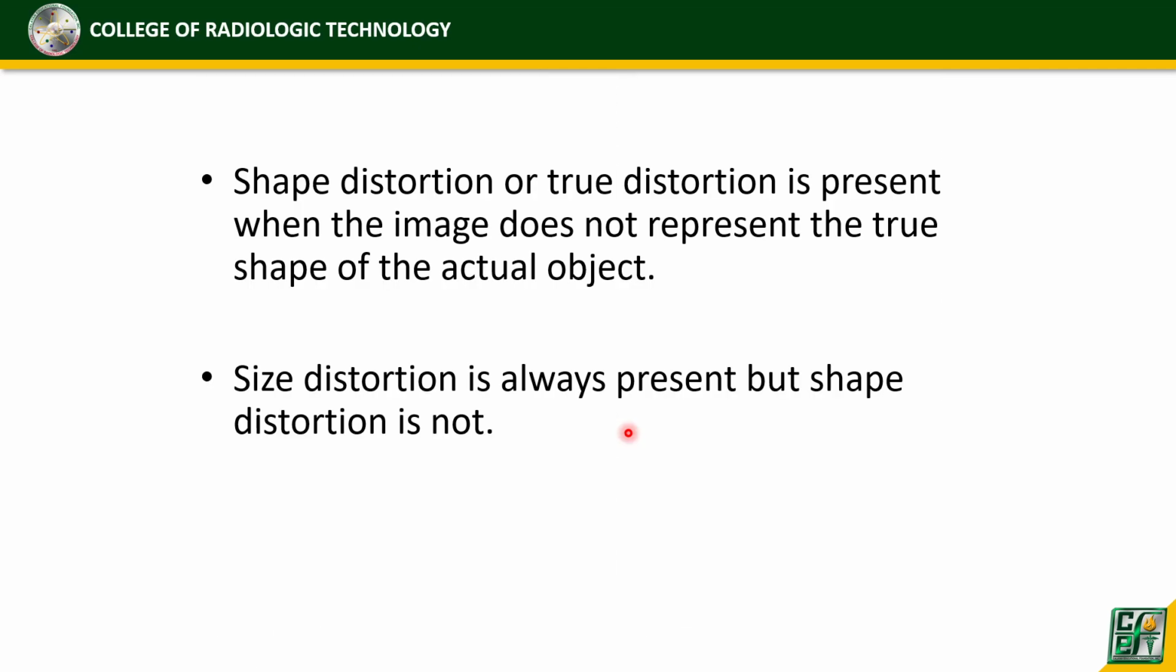OFD is object to film distance, which is the same, parehas lang sila. Okay. Shape distortion or true distortion is present when the image does not represent the true shape of the actual object. Okay? Ang size distortion, it always presents the true shape of the image. However, mas malaki lang. Pero ang shape distortion, hindi niya nire-represent ang true shape ng actual object. Nagets mo ba? Kasi kapag magnification, pinalaki mo lang. Pero yun pa rin talaga yung shape ng actual object. However, pag shape distortion, hindi na yun yung true shape ng actual object.